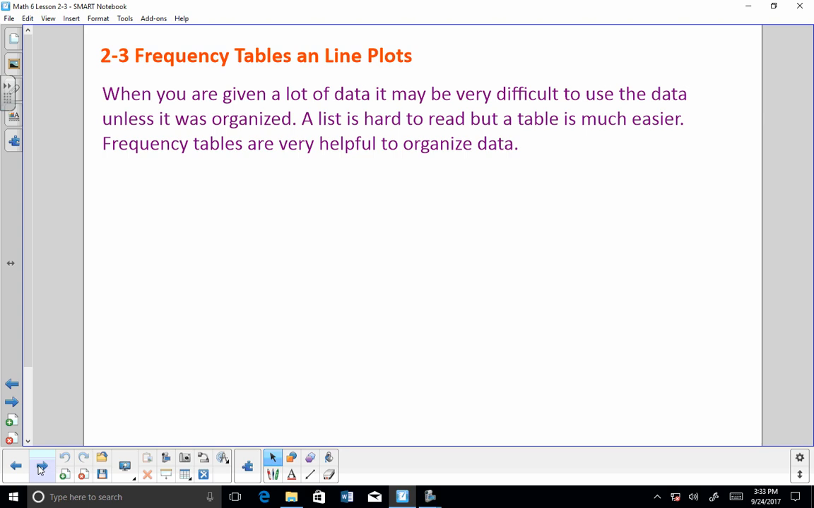When you're given a lot of data, it may be very difficult to use the data unless it's organized in some way, shape, or form. A list is hard to read, but a table is much easier. So frequency tables are very helpful to help you organize your information.